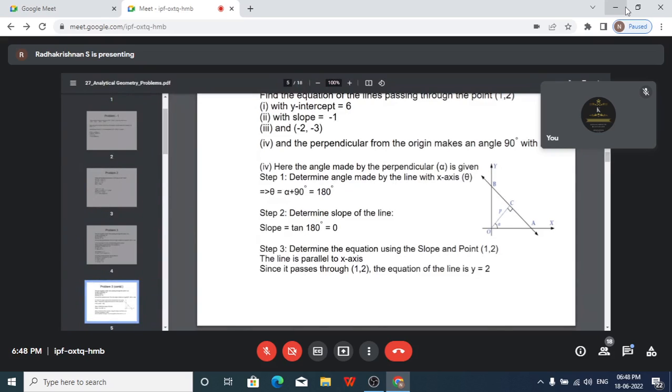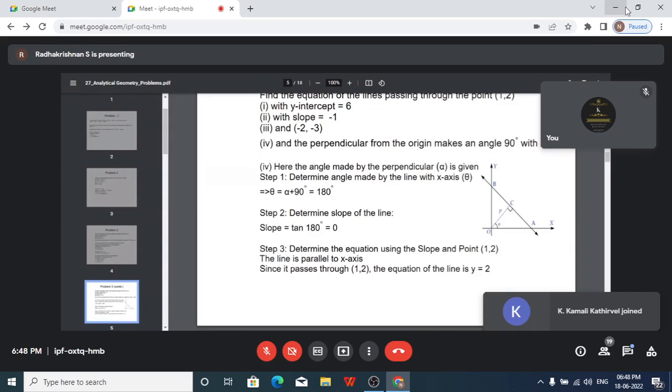So here we are determining theta as alpha plus 90. Alpha itself is 90, so alpha plus 90 is 90 plus 90, 180 degrees. I have given it step by step. Step 2, you determine the slope of the line. Since theta is 180, slope is tan 180, which is equal to 0.